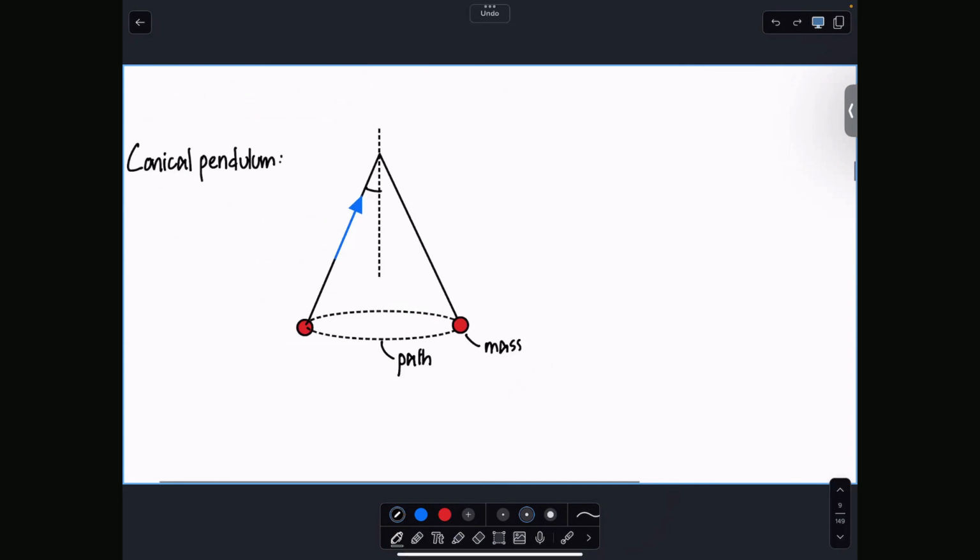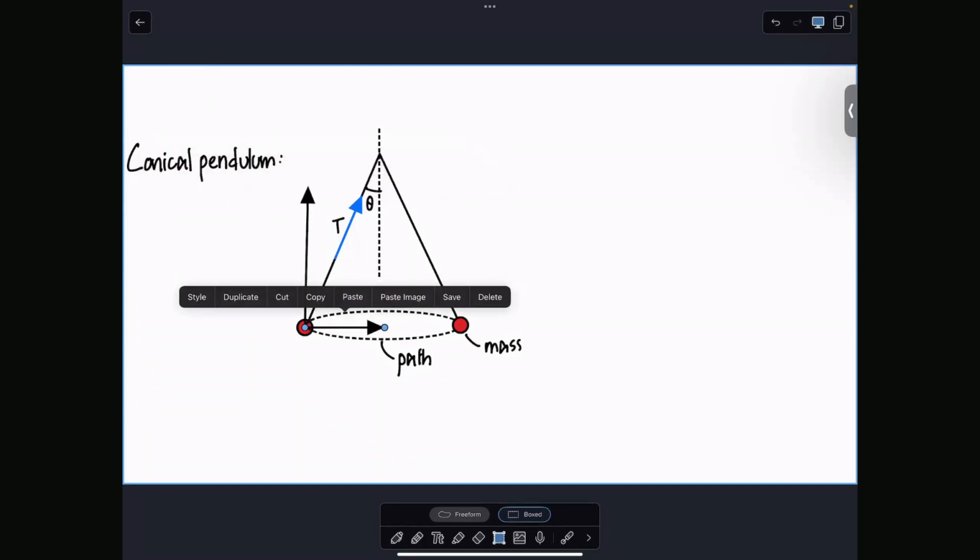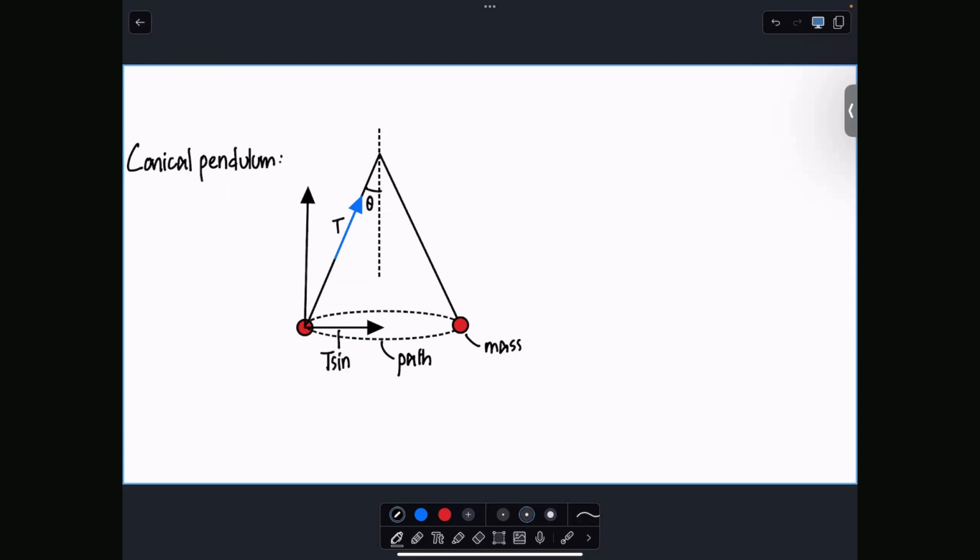That angle that I've drawn here is a theta, right? So what should the components be? T sine theta and T cos theta, right? So one of them will be acting vertically upwards here, and another component would be acting horizontally like that, right? Which one is T sine theta? Yes. So this one that you see here, this is T sine theta.